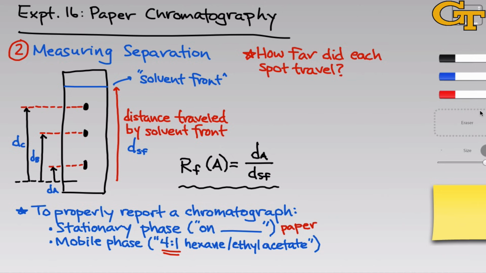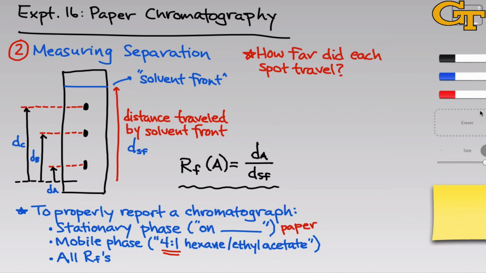So you're going to be using solvent mixtures, and it's important so that someone can reproduce your experiment later on that you include the ratio of solvents that you used. And this is done by volume. So 4:1 means something like 40 milliliters of hexane to 10 milliliters of ethyl acetate.